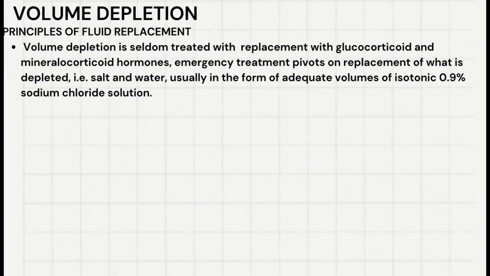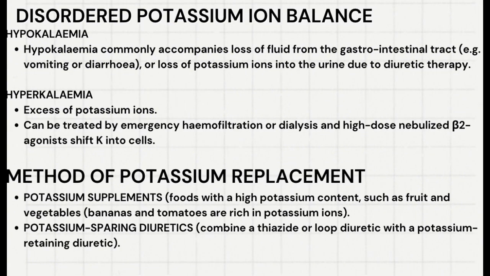For volume depletion, following the principle of fluid replacement, it can be treated with replacement with glucocorticoid and mineralocorticoid hormones. For disorders of potassium ion balance, there are two types. The first is hypokalemia, which is a lack of potassium ions due to diuretic therapy. The second is hyperkalemia, which is an excess of potassium ions, and it can be treated with emergency hemofiltration or dialysis. The method of potassium replacement can be done with potassium supplements and potassium-sparing diuretics.